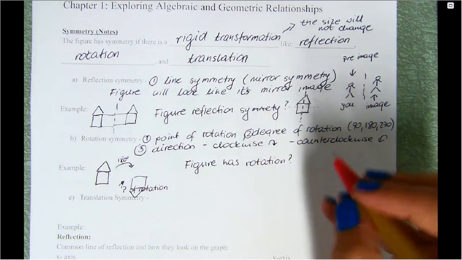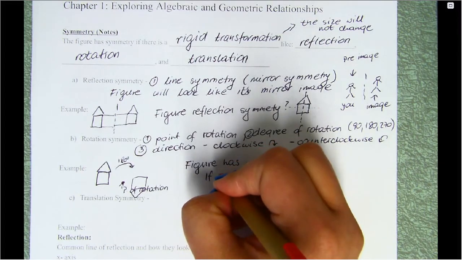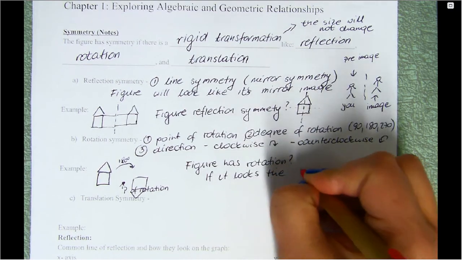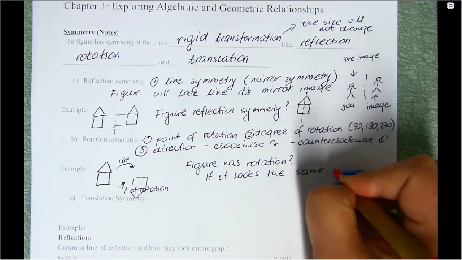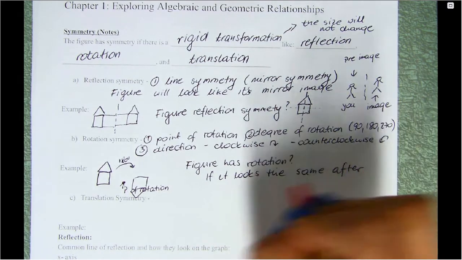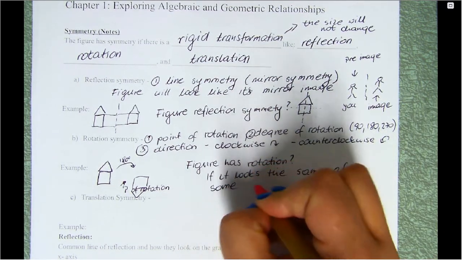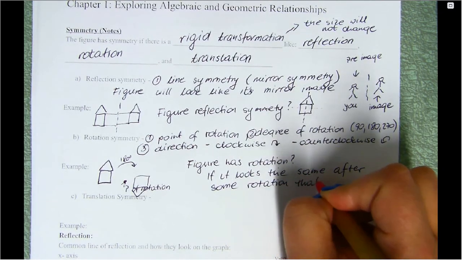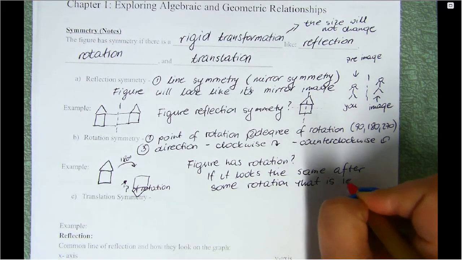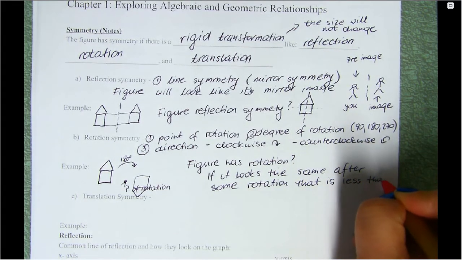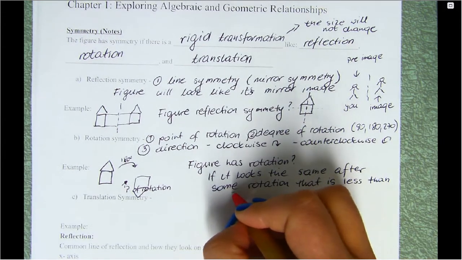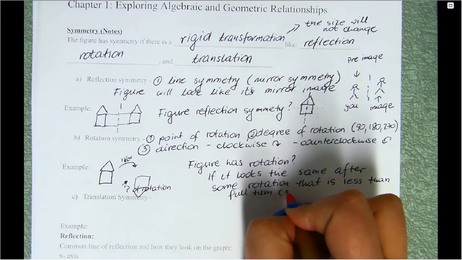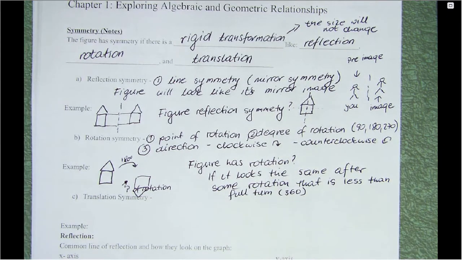So I'm just going to write: if it looks the same after some rotation that is less than a full turn. So 360 degrees, less than 360 degrees.